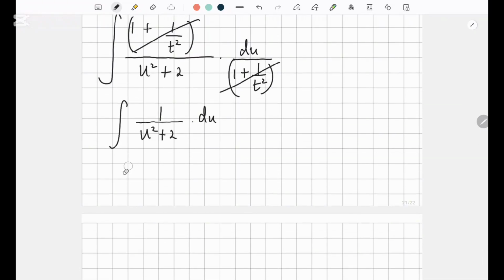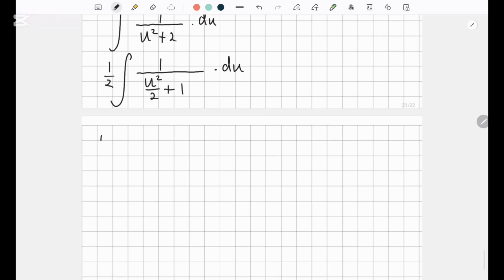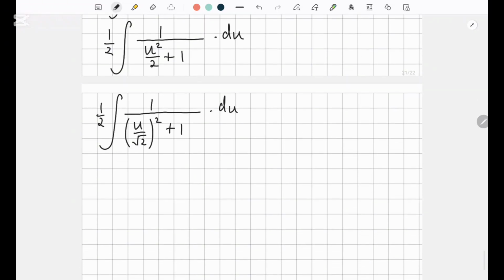tan, hold on a minute, no, you can't do it like that. You'll have to take this 2 out first. So if you take it out, you have half into 1 over (u squared over 2 plus 1) du, right? And then you can write half into 1 over ((u over root 2) squared plus 1), right?